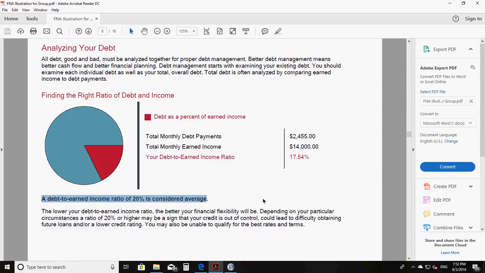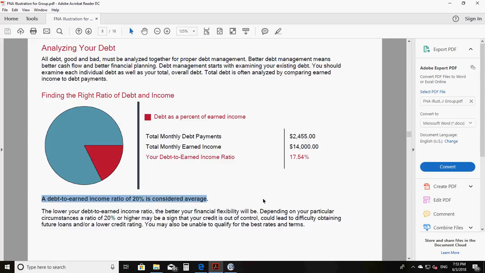Depending on your particular circumstances, a ratio of 20% or higher can be a sign that the credit's out of control. That could lead to difficulty obtaining future loans, and that could lead to a lower credit rating, a cascading effect down to being unable to qualify for the best rates and terms.